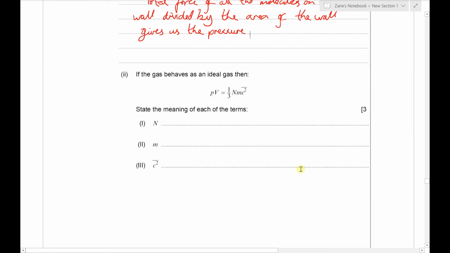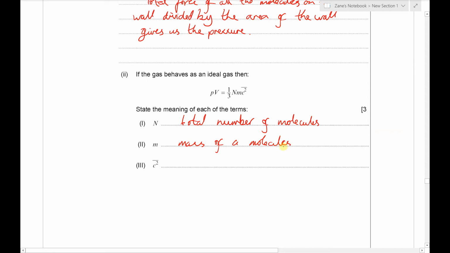Next, we're given one of the ideal gas equations, PV equals 1/3 Nmc squared bar. We've got to state the meanings of these terms, so be a little bit careful. Capital N is the total number of molecules. Little m is the mass of a molecule, one molecule.